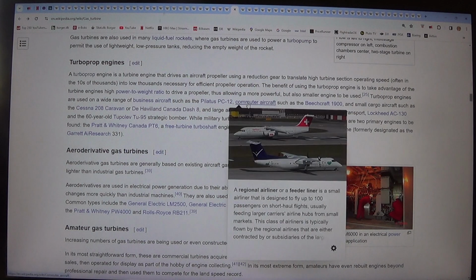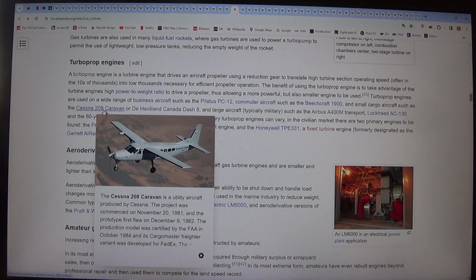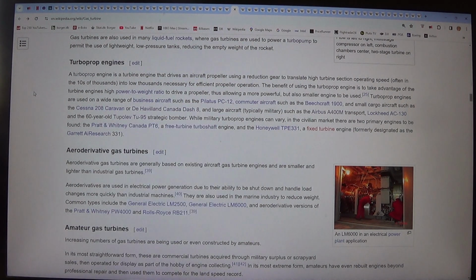While military turboprop engines can vary, in the civilian market there are two primary engines to be found. The Pratt & Whitney Canada PT6, a free turbine turboshaft engine, and the Honeywell TPE331, a fixed turbine engine, formerly designated as the Garrett AiResearch 331.